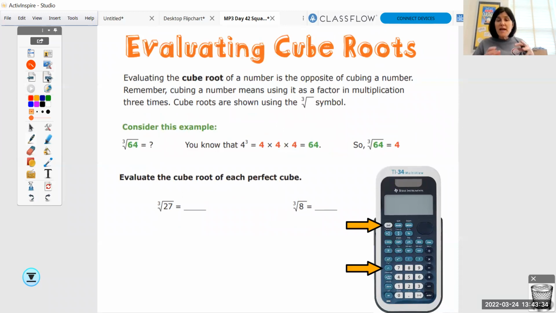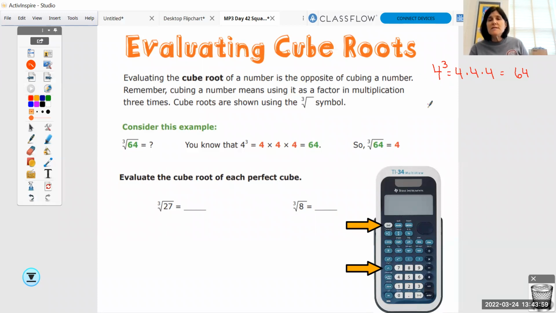Okay, so we need to understand square roots, but we also need to understand a cube root. A cube is when you have an exponent of 3. So 4 to the 3rd power is also called 4 cubed. That means we're doing 4 times 4 times 4, and that gives us an answer of 64.